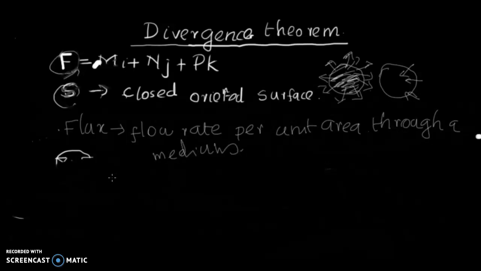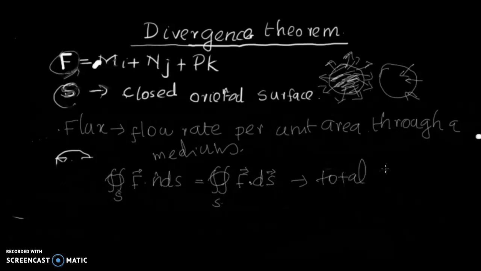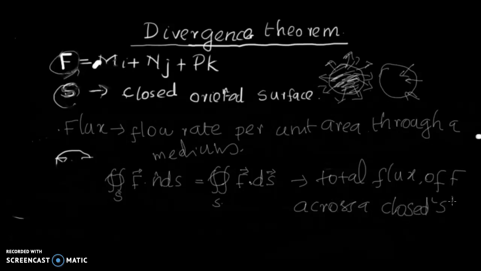We need this type of figure, along a closed surface. Flux is the double integral over S of F dot n dS, or it can be written as the double integral over S of F dot dS. This is a vector field. What does this mean? This closed surface integral means the total outward flux of the vector field F across a closed surface.